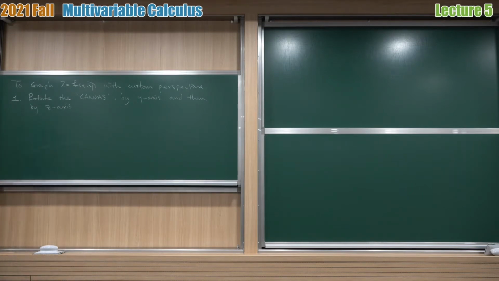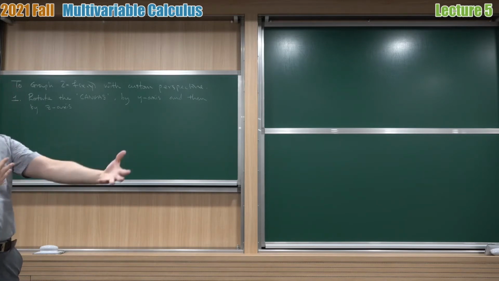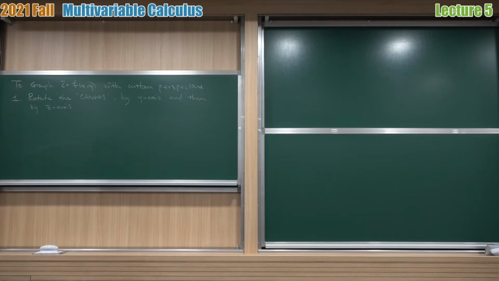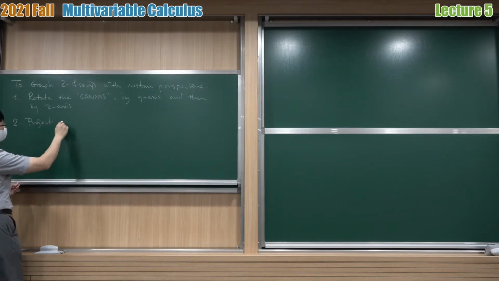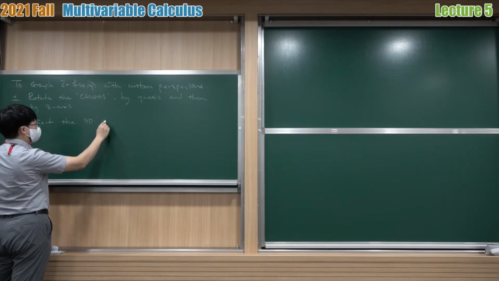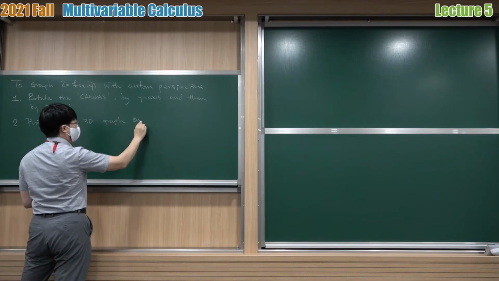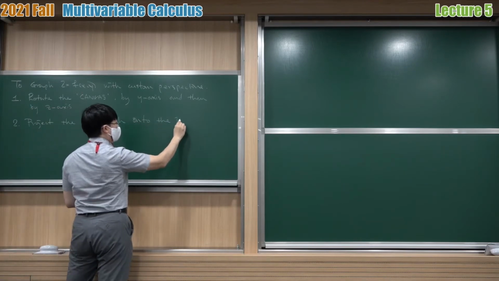And after we rotate our canvas, recall that our canvas is like a transparent canvas, and I'm going to look at my 3D object through this canvas as if it's projected onto the canvas. So I have to project my 3D object, whatever that is. Each point on the 3D object should be projected onto the canvas. Project the 3D graph onto the 2D canvas.